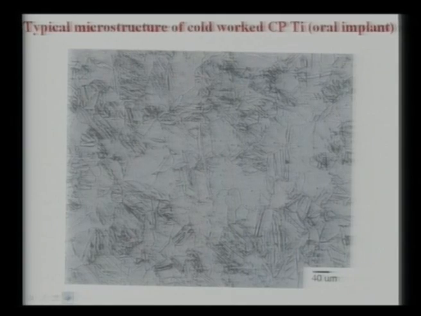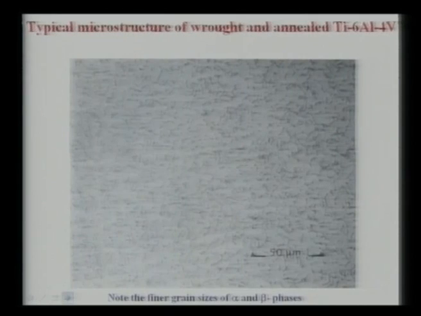This is the typical microstructure of the cold worked commercially pure titanium. This has a somewhat feathery type of microstructure. Also you have the equiaxed grains. Now these equiaxed grains, if this is 40 micron, roughly 20 to 40 micron is the grain size of this commercially pure titanium. Now this is the typical titanium 6 aluminum 4 vanadium alpha beta alloy microstructure.